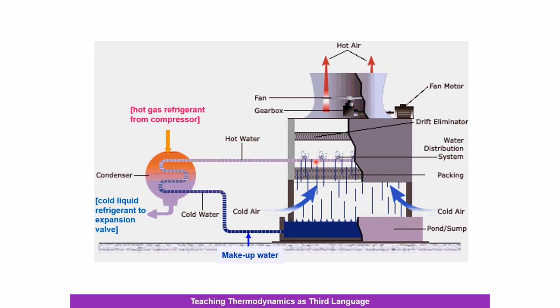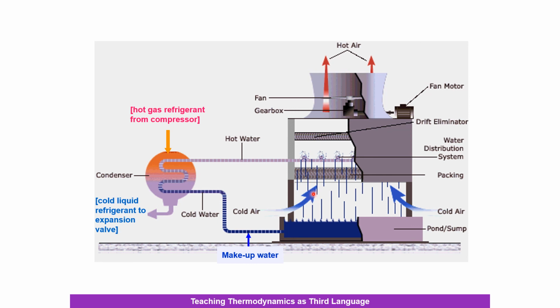So you have two conditions now. The droplets of hot water are going downwards and they are interacting with the cold air which is coming in the opposite direction. As a result of that, there will be heat transfer between the hot water droplets and the cold air that is interacting. So the heat from the hot water droplets will be transferred to the cold air.